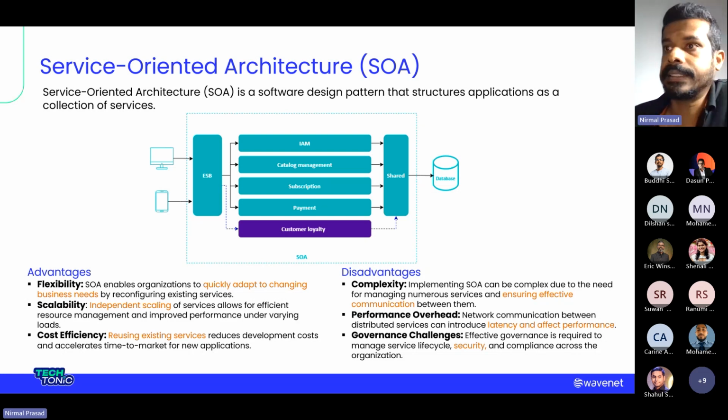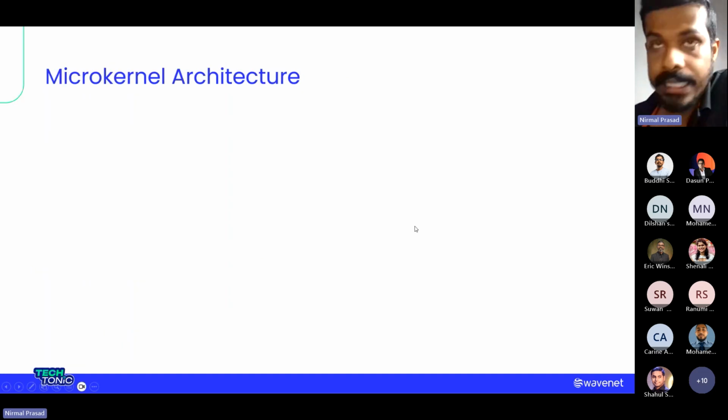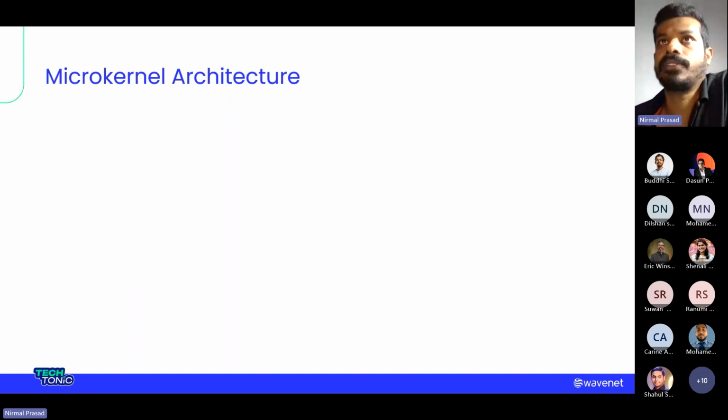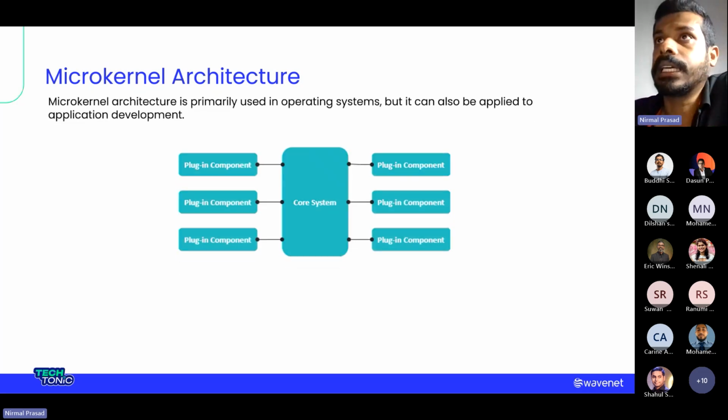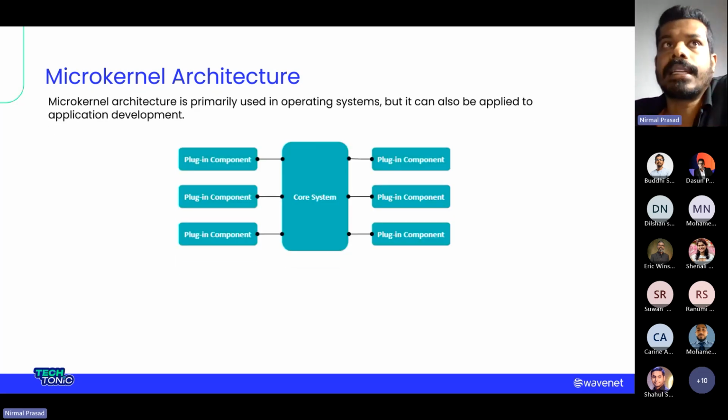Okay, then we'll move to the next architecture. It's the microkernel architecture. This is a little bit different from what we discussed currently. This kind of architecture is mainly used in operating systems, and some application development also uses it, embedded system kind of applications. But enterprise level platforms do not use this kind of architecture. Mainly, this is a very simple architecture.